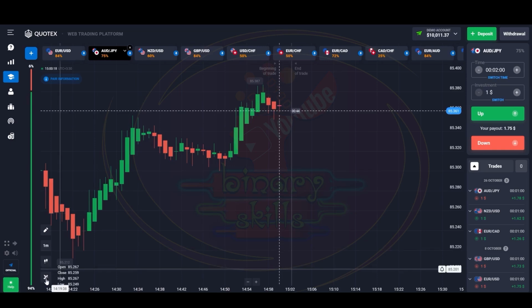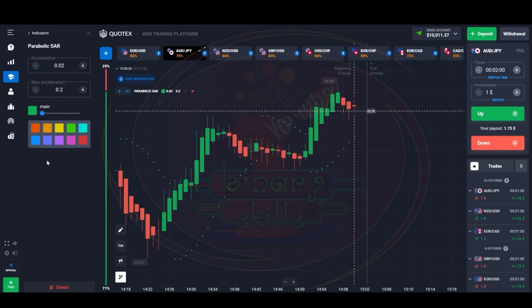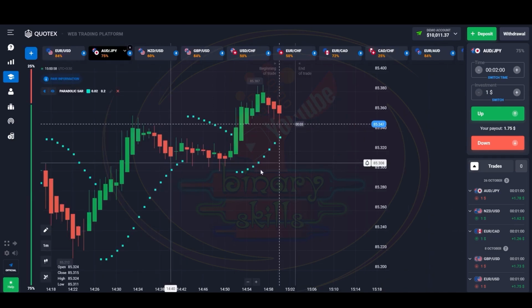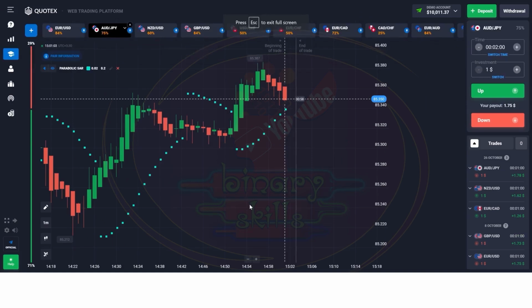For this strategy, we need an indicator called parabolic SAR, which you can see here. I'll continue with its default settings, no need to change anything. I'll just increase the size of the parabolic SAR dots a bit so that you can see them more clearly in the video. I think the color is fine, but I'll make it a bit brighter for better visibility in the video. Other than that, we'll stick with the broker's default settings. Alright, let me change this as well so we can see it more clearly.